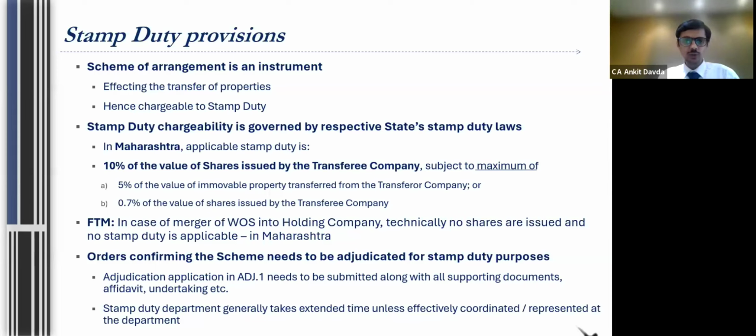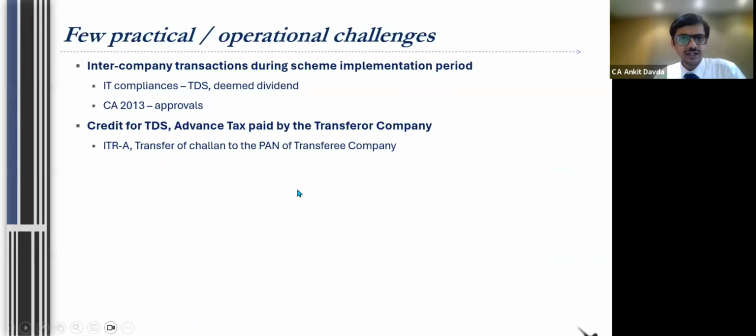And to determine that, you have to file an application with the stamp duty authority. They will go through all the documents and confirm that this is the amount you need to pay. And after they pass an order, you need to pay that stamp duty, after the final order is passed. And then this is the last slide.